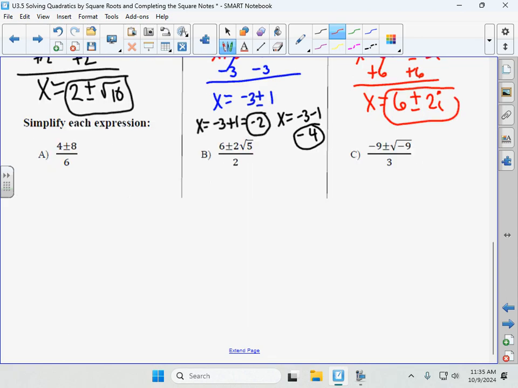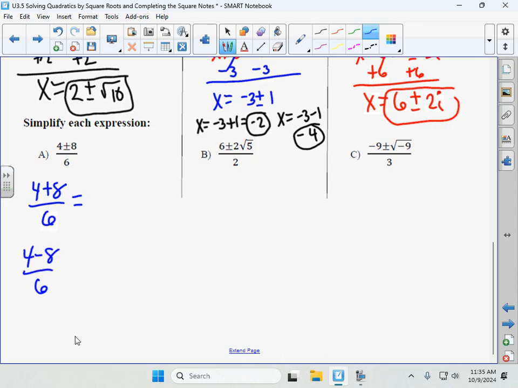All right, so on A, 4 plus or minus 8 over 6. Since there's no radicals or i's in this problem, we're going to actually do 4 plus 8, and then divide that answer by 6, and then do 4 minus 8, and then divide that answer by 6. Okay, so we're splitting this up into 2 problems that we can simplify.